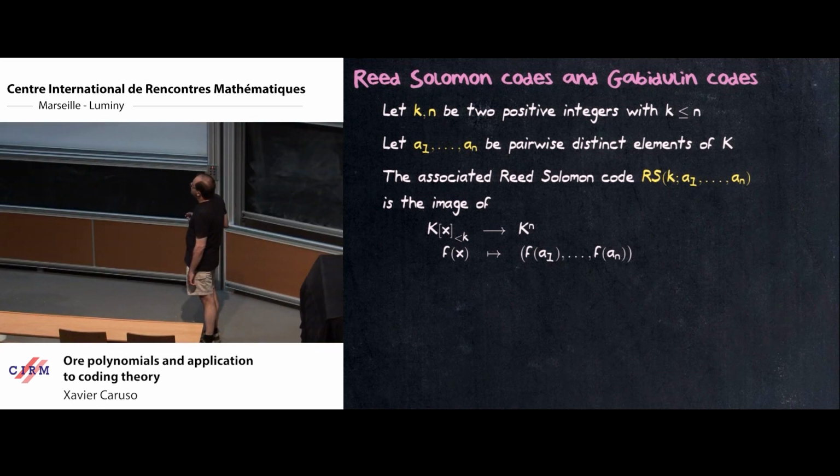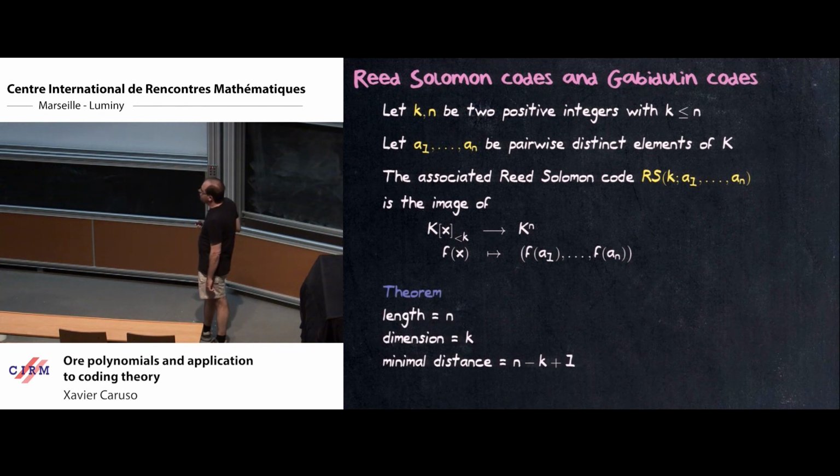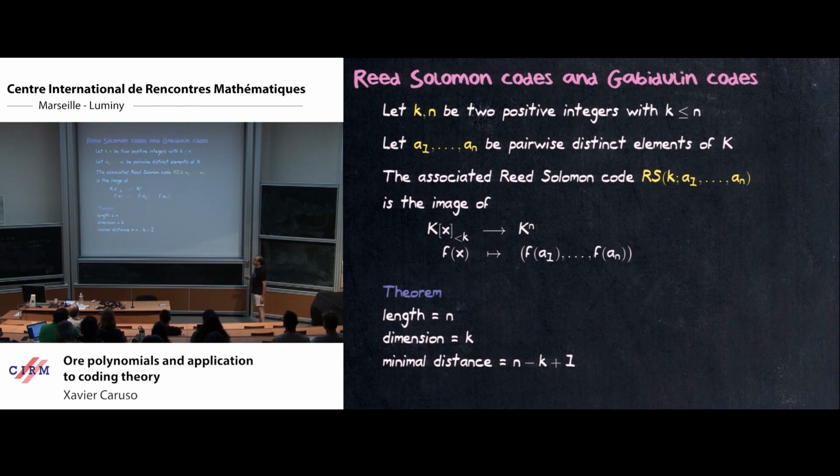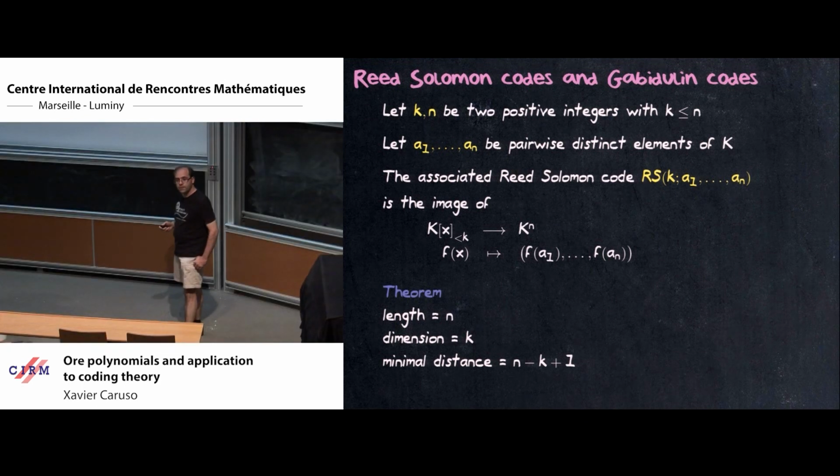So of course, if k is n, then this map is a bijection. But if k is less than n, in general, it's only injective, and so I get a strict subspace of K to the n, which is called the Reed-Solomon code. And the theorem is that we know the parameters of this code. Of course, the length is n by definition. The dimension is k because this map is injective. And the minimal distance is n minus k plus 1. It follows from the fact that a polynomial of degree at most k minus 1 has at most k minus 1 zeros. And so you see that in that particular case, the Singleton Bound is reached. So it's an example of a maximum distance separable code.